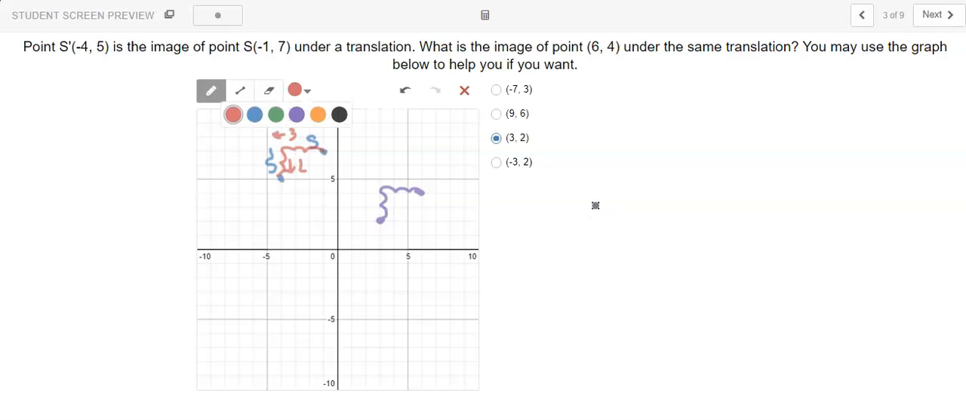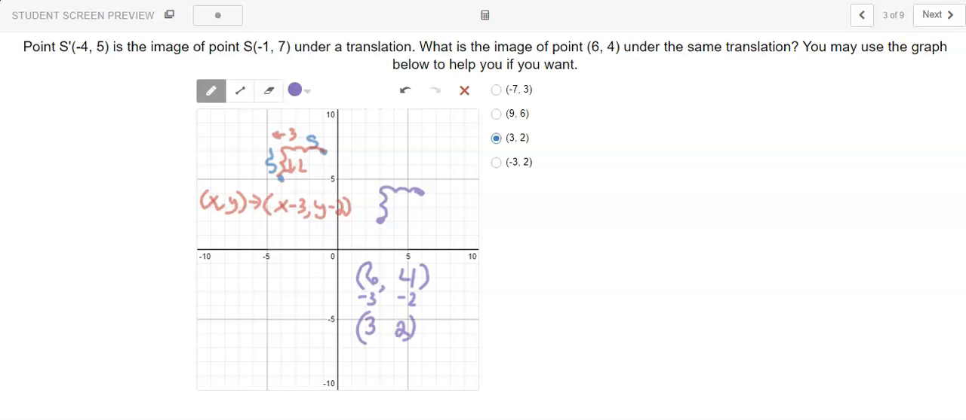You could have taken these directions and written a rule. If I'm going 3 to the left, that would be x minus 3. If I'm going 2 down, that would be y minus 2. And then do this to the point. So if I took the new point which they had, which was 6, 4, and subtract 3 from the x value, I'll get my new value of 3. If I subtract 2, I'm going to get 2. And again, that's that same point. You could also do the same thing, finding the distance between S and S prime. But since I gave you the graph, there's no reason not to use it.